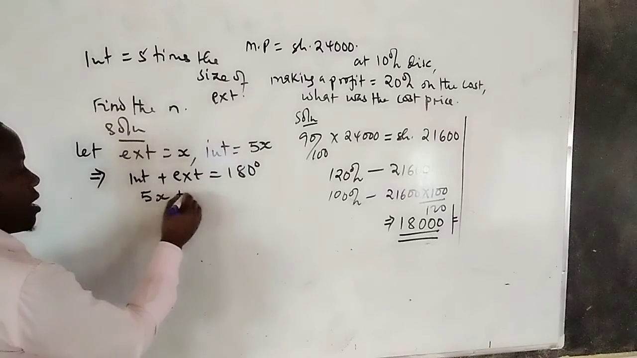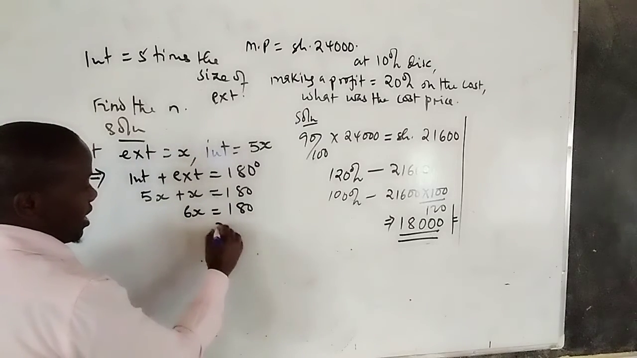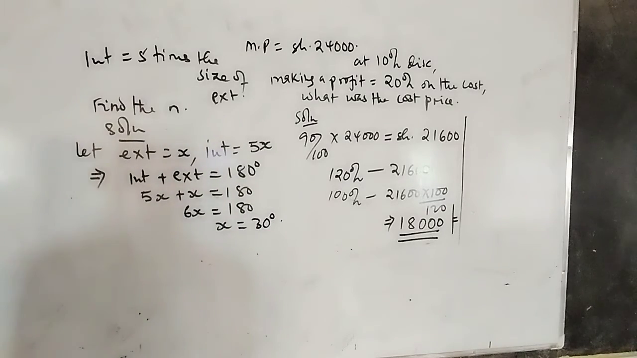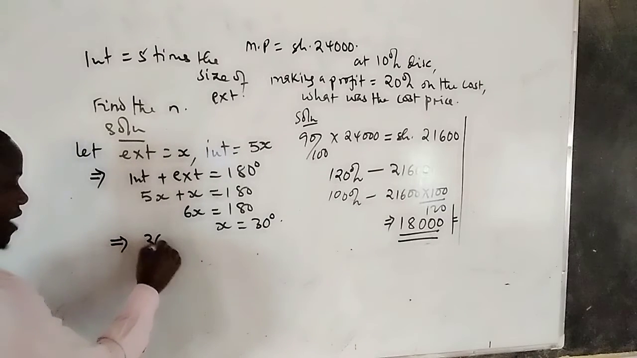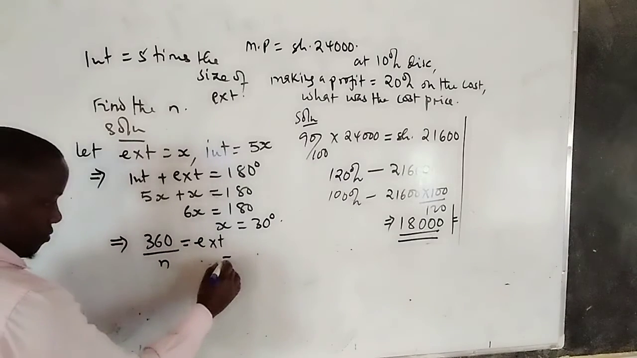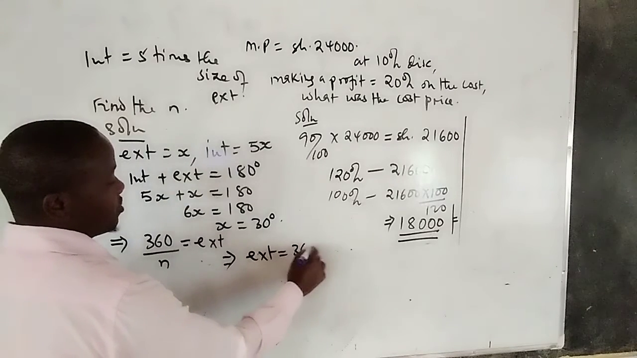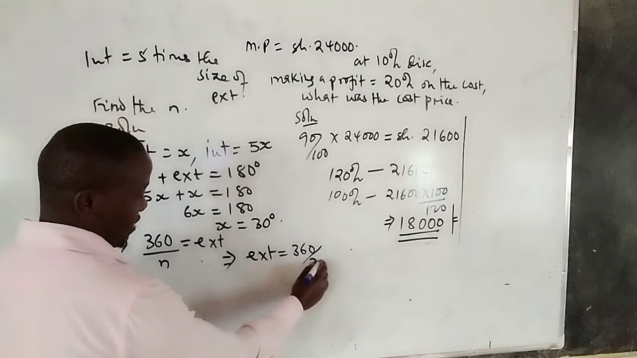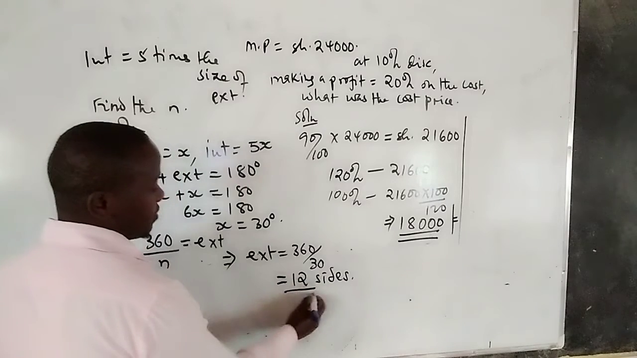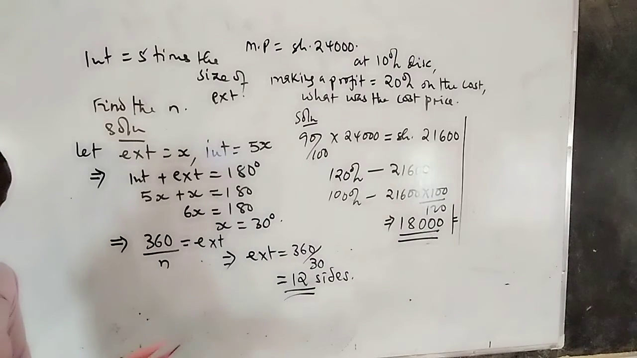Meaning 5x plus x is 180. So 6x is equal to 180. Dividing through, x is 30 degrees. So the exterior angle is 30 degrees. Again, we should know that 360 divided by the number of sides gives us the exterior angle. So 360 divided by the exterior angle will give us 12 sides. So that is how it was supposed to be done.